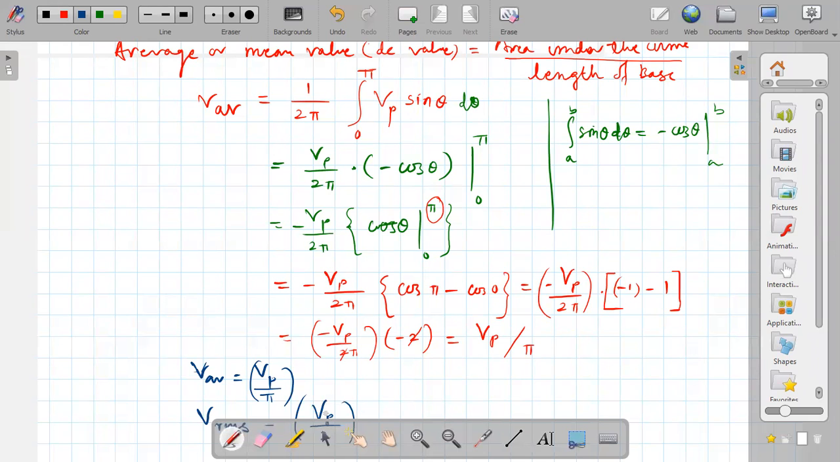Hello, student. Yes, sir. Yes, can I proceed for the next point? See again. Then I will take a summary of this half wave rectifier.